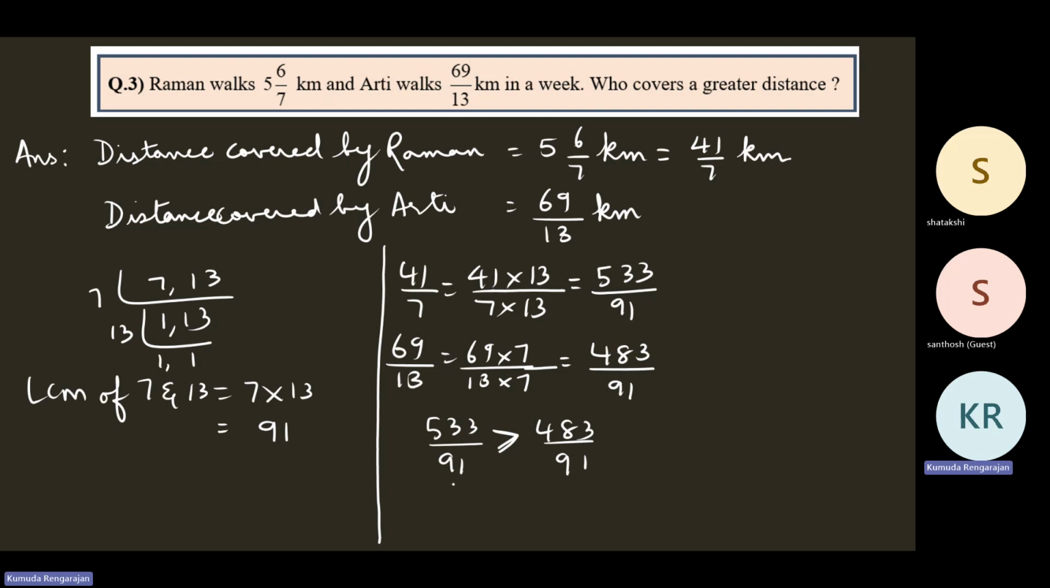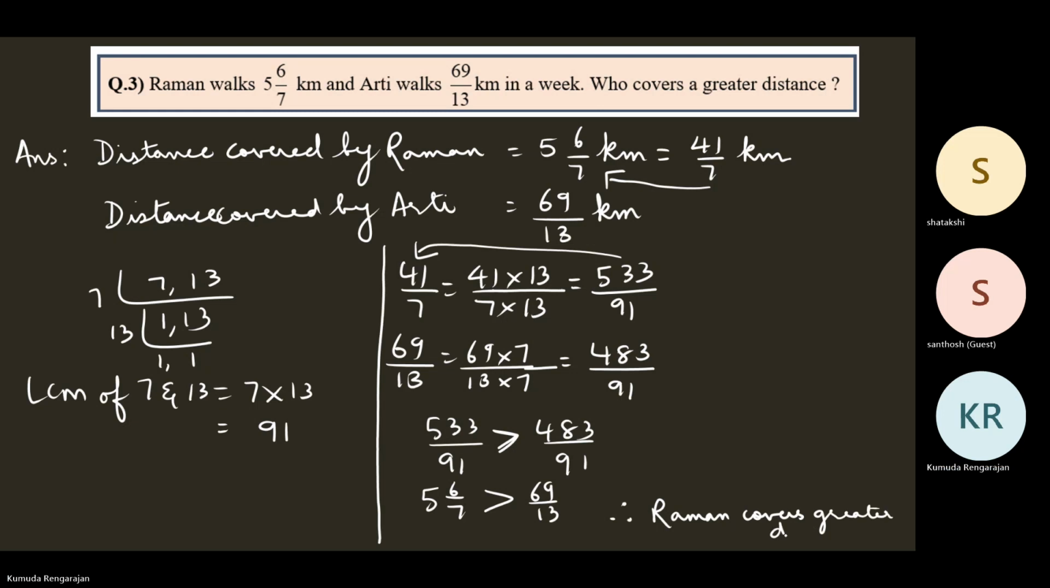See, 533 by 91 corresponds to 41 by 7. And 41 by 7 is nothing but 5 6 by 7. 533 by 91 is 41 by 7, and 41 by 7 is 5 6 by 7. So you must write 5 6 by 7 is greater than 6 9 by 13. Therefore, Raman covers greater distance. Yes, ma'am. Correct.